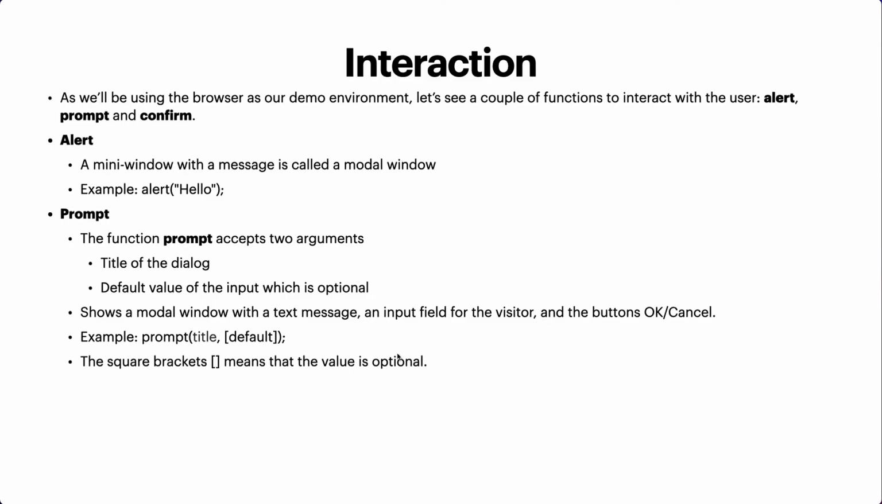The square bracket means that the value is optional. So wherever you see the square brackets within a function or something like that in documentation, it really means that the value is optional.